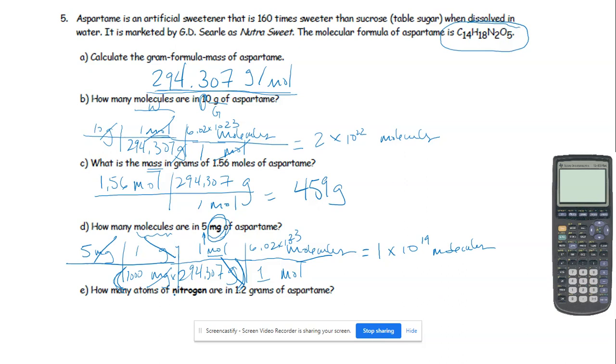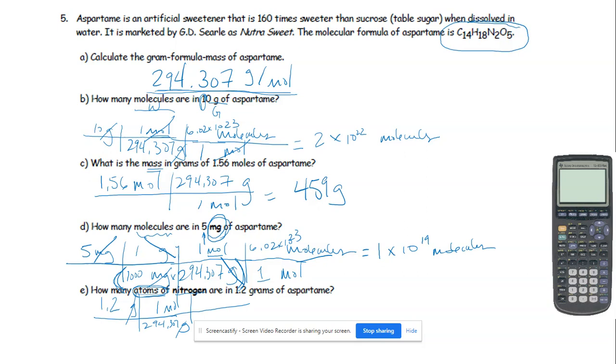Last but not least, how many atoms of nitrogen in 1.2 grams of aspartame? So this one's kind of tricky because I don't want molecules of aspartame, but now we're going to atoms of just one of those elements in aspartame. I still need to go to moles first, so I'm going to do 1.2 grams of aspartame, turn it into moles. There are 294.307 grams in 1 mole. I put grams on the bottom because I want it to go away.